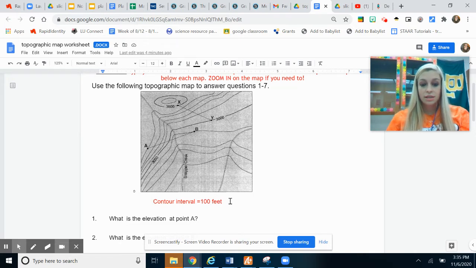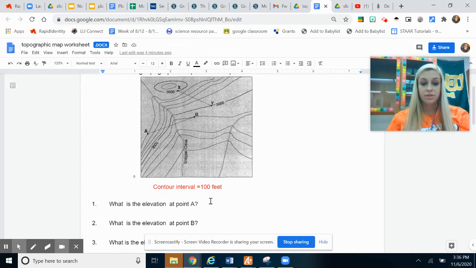And notice that it says our contour interval is 100 feet. The contour interval tells us that every time we move up a line, we are increasing 100 feet. I know that these small circles are the highest points because they are circles, they're enclosed. So that means down here is the bottom, and as I move north, I'm moving up the hill or mountain.